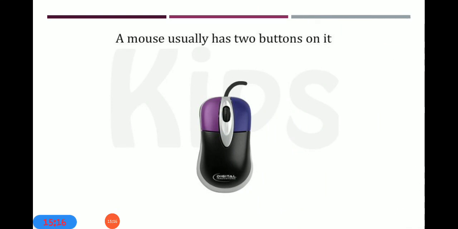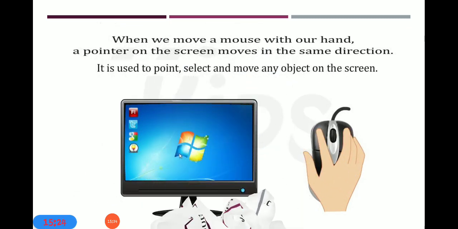You can see in a picture, purple and blue. These are two buttons. So usually mouse has two buttons on it. When we move mouse with our hand, a pointer on the screen moves in the same directions. Are you all aware of mouse? You move your mouse with your hand, pointer in the monitor also starts moving. It is used to point, select and move any object on a screen.